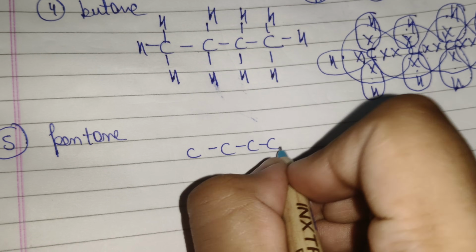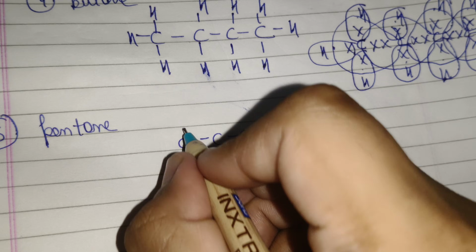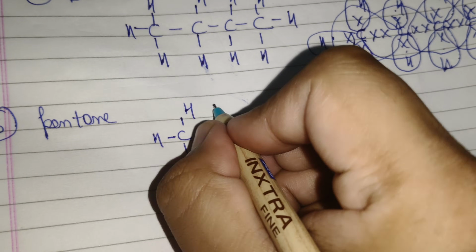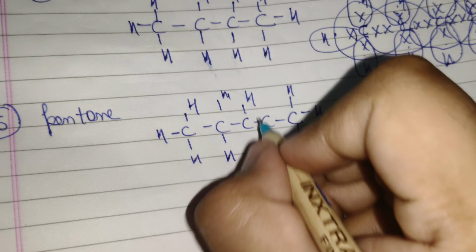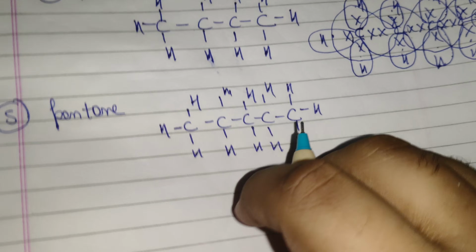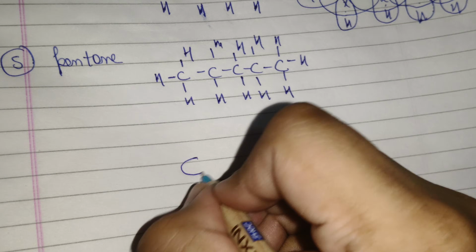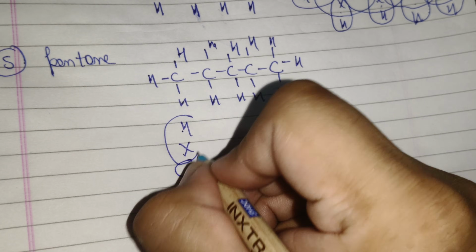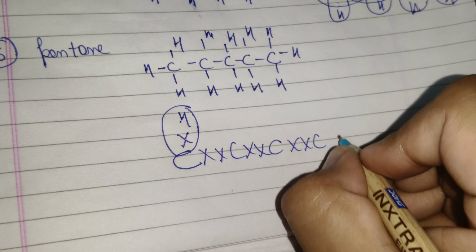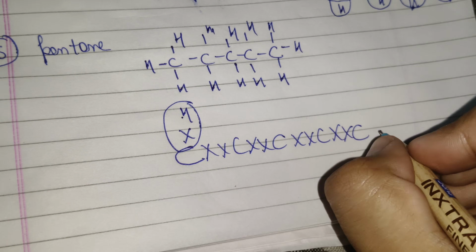Five carbons and twelve hydrogens. So 1 2 3 4 5. The 5, pentane, is the structure here. If we want to make it, here we form carbon X dot H 1, carbon, carbon, 1 carbon, 2 carbon, 3 carbon, and 5 carbons are there.